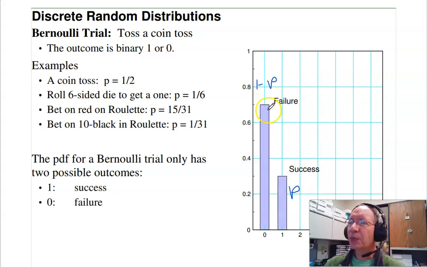In statistics, all probabilities add to 1. So these two areas have to add to 1. If I roll a die or flip a coin, something happens.